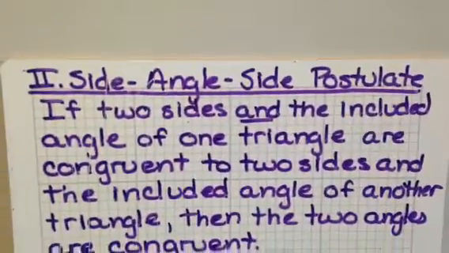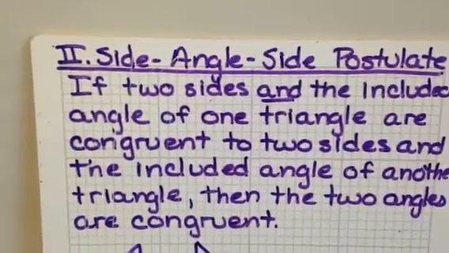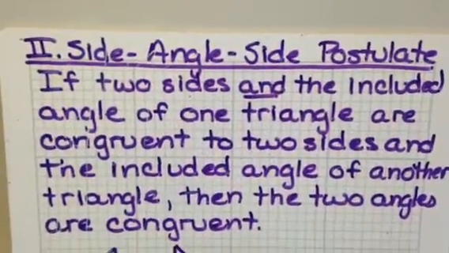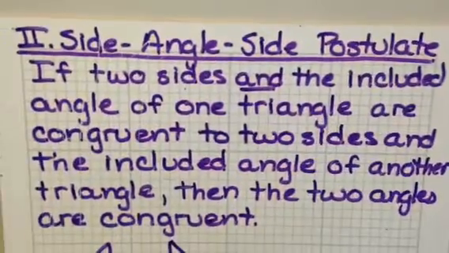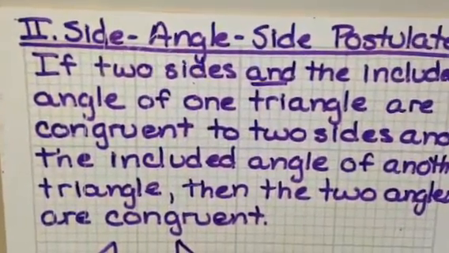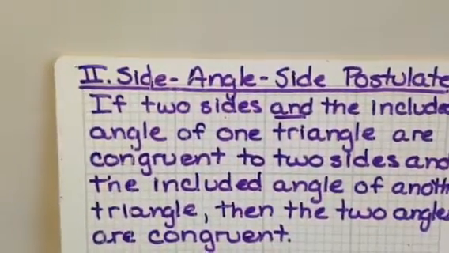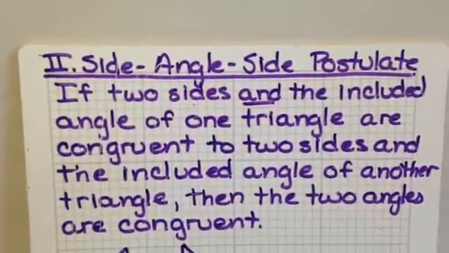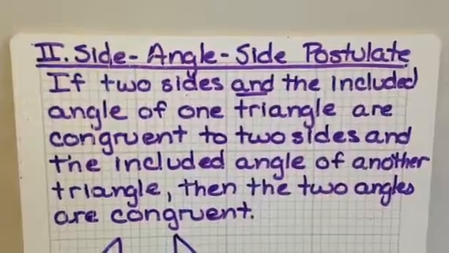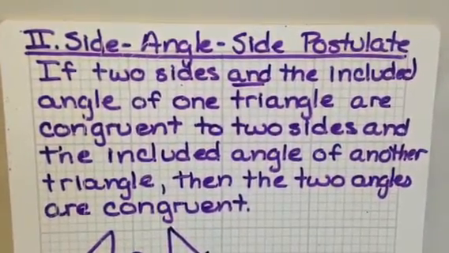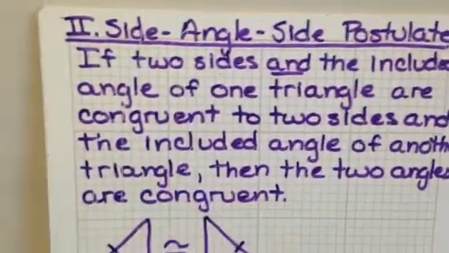Now, the other way to prove that a triangle is congruent is the side, angle, side. Notice both of the postulates contain three things, either side, side, side, or side, angle, side. And the side, angle, side postulate states if two sides and the included angle of one triangle are congruent to two sides and the included angle of another triangle, then the two triangles are congruent.